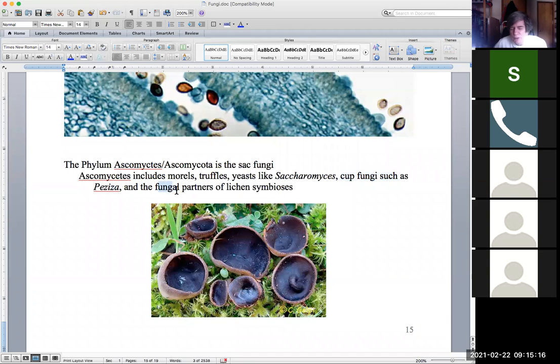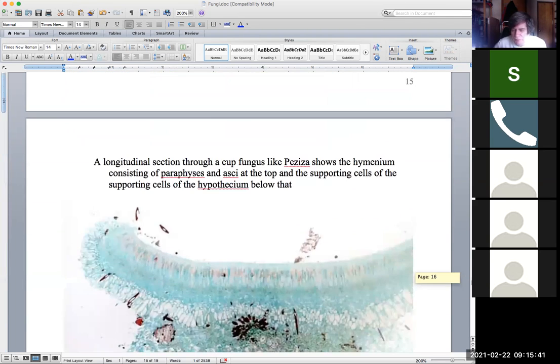And then this group also includes the fungal partners of some things called lichens. Lichens are a combination of a fungus and a cyanobacteria. I'm not sure why, but they're always classified with fungi. They're never classified with the cyanobacteria. So let's look at some of these organisms.